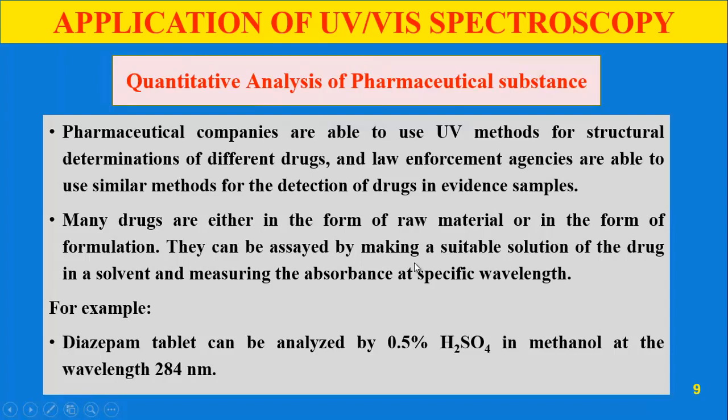Next application is quantitative analysis of pharmaceutical substance. We can determine the pharmaceutical substance by using UV visible spectroscopy. For example, diazepam tablet can be analyzed by using 0.5% sulfuric acid in methanol. It absorbs at 284 nanometer. If we want to check whether diazepam tablet contains the salt or not, then we will check at 284 nanometer. So from this we can determine the pharmaceutical ingredients.